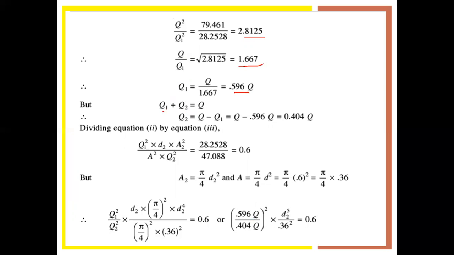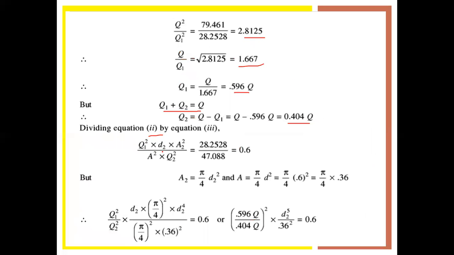But we know that according to parallel flow, Q is equal to Q1 plus Q2. So then what do we do? Substitute this value of Q1. Therefore Q2 is equal to Q minus Q1, that is equal to Q minus 0.596 Q, that is equal to 0.404 Q.